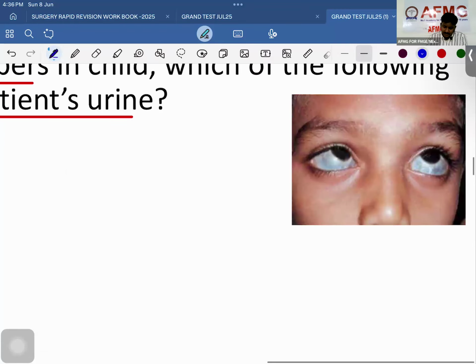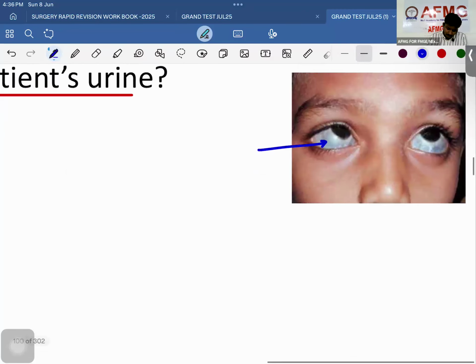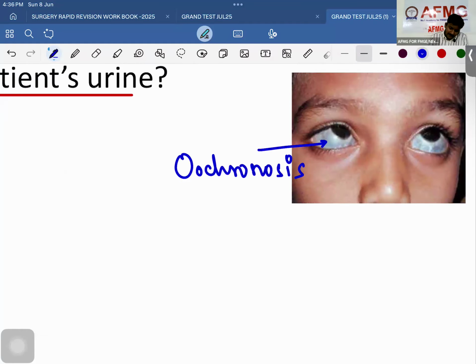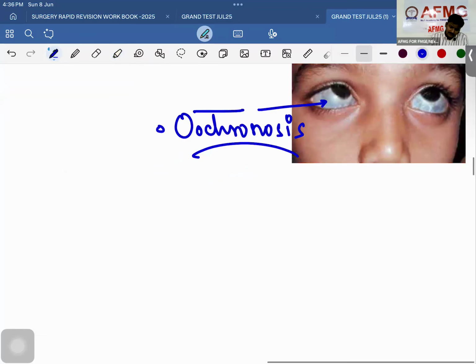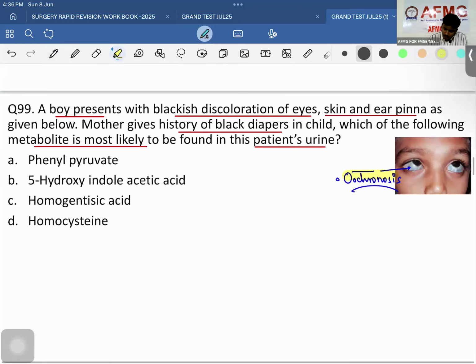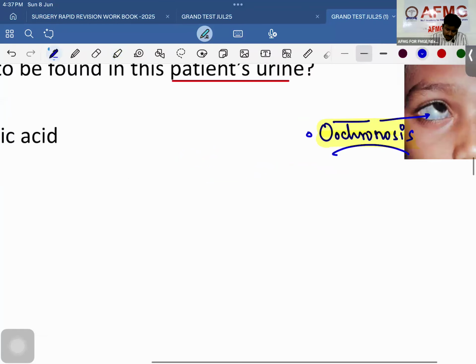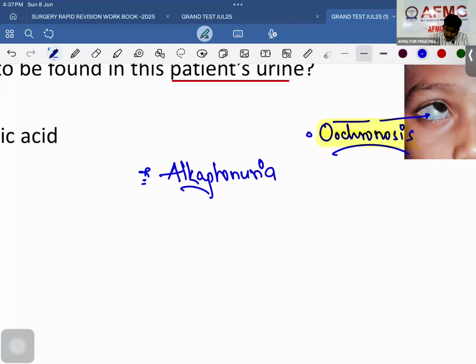What is this blackish discoloration of sclera called as? Blackish discoloration of cartilage will be called as ochronosis. And we know the child who is having ochronosis along with black diapers, or urine that turns black on standing, is a classical diagnosis of alkaptonuria. It is due to defective metabolism of which amino acid?